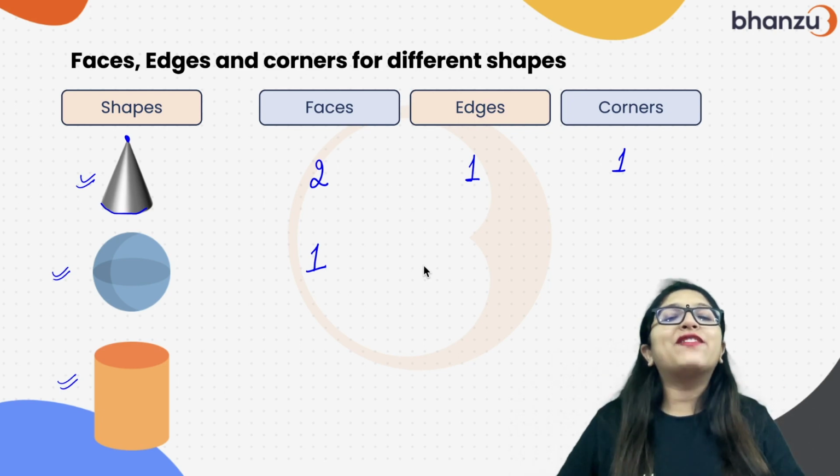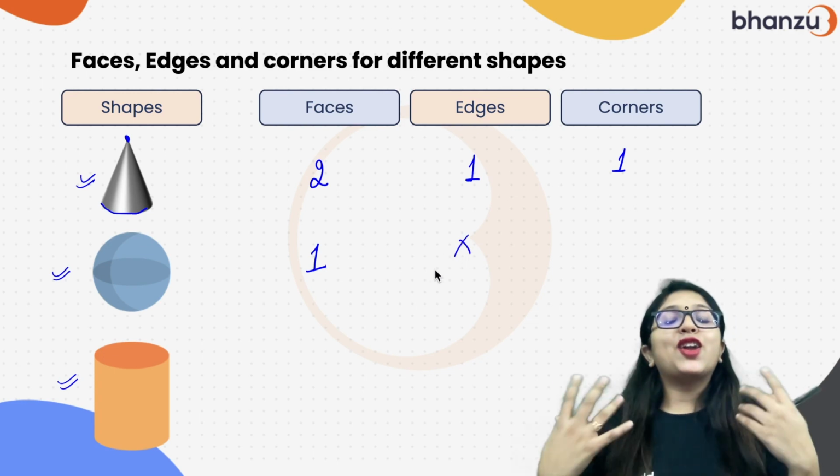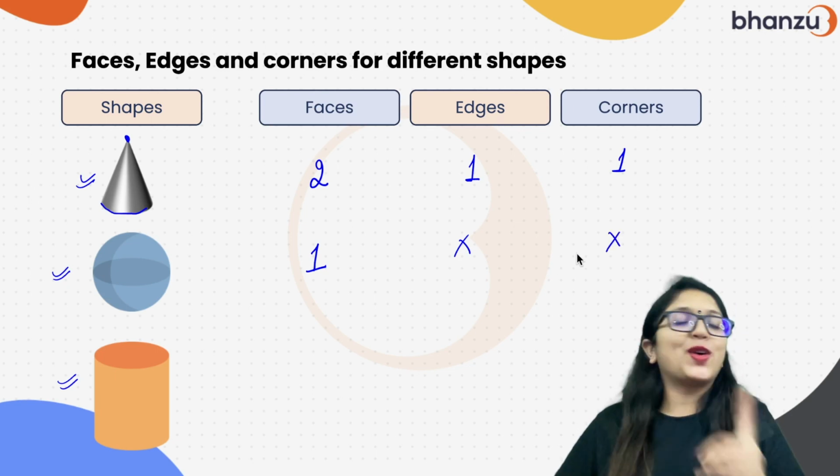Here the face is only one, then how will it meet? It's not meeting any. So there is no edge. And now we will talk about corner. Now here we can see that if there is no edge, then of course there is no corner also over here.